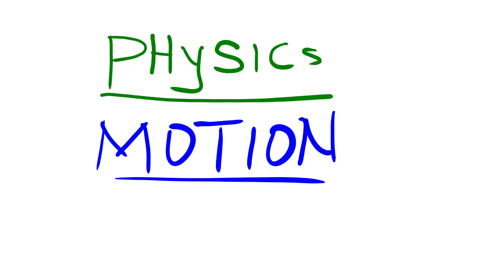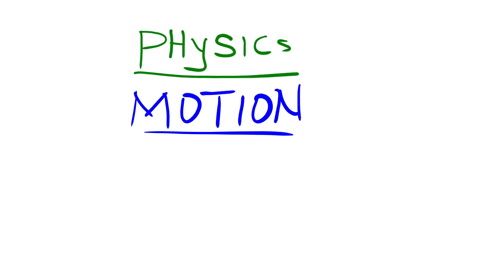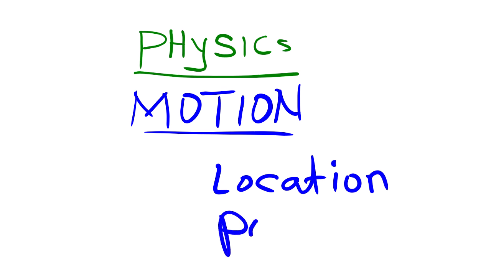So let me just put it this way. Now let's define motion. If we say motion, we can define motion by putting two important terms, which are location and position.